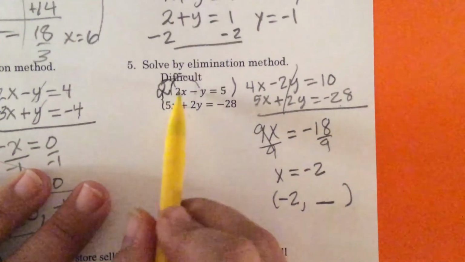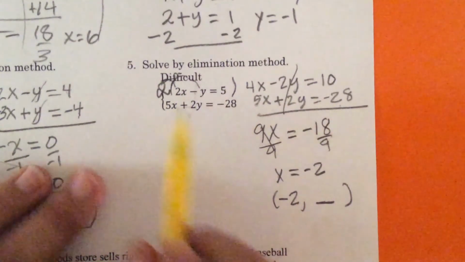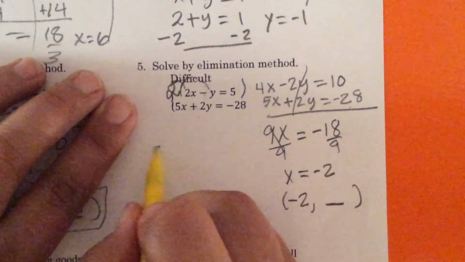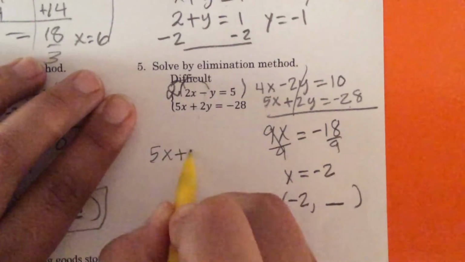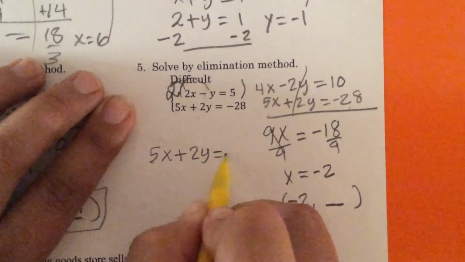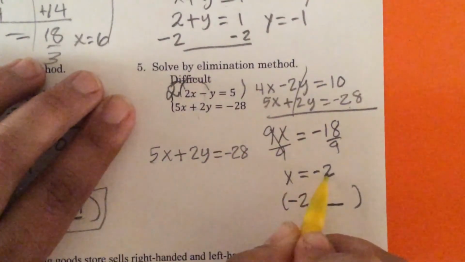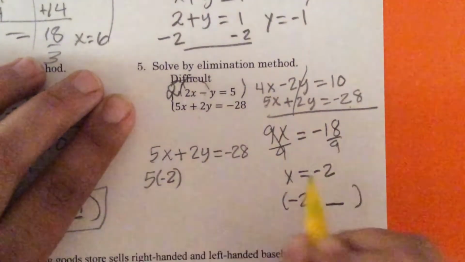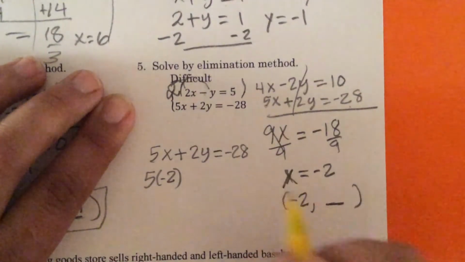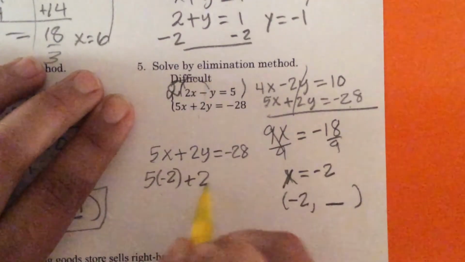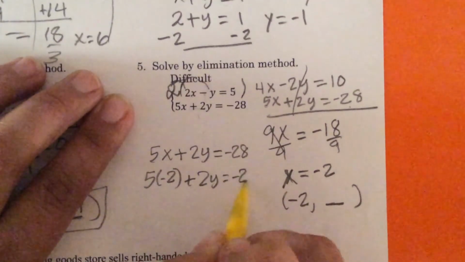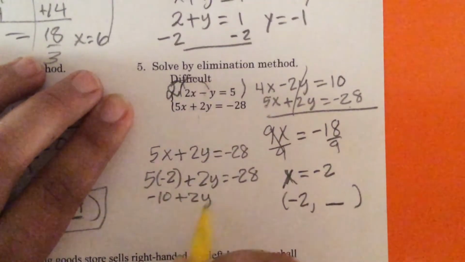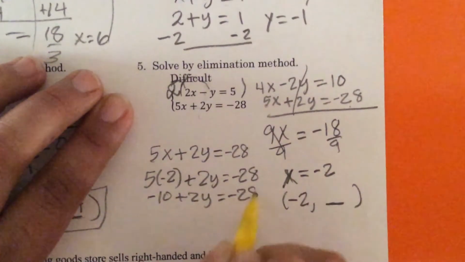So I get to pick whichever one I want, the first equation or the second. It does not matter. This time I'll choose the second one just to let you know that you can choose the second one if you want. So I'm going to plug the negative 2 into the x. So 5 times negative 2. So make sure you make it as 5x plus 2y equals negative 28. That's negative 10 plus 2y equals negative 28.